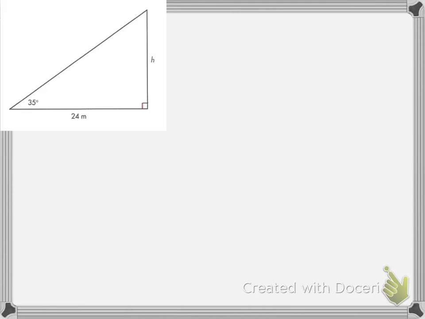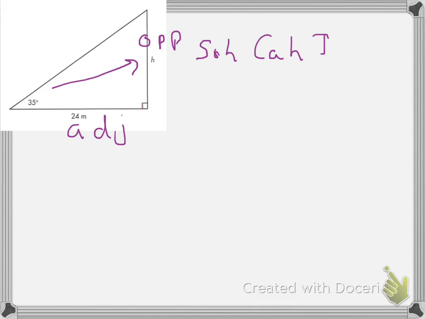So we know we're dealing with 35 degrees, and we have to decide this over here is the side opposite 35 degrees, and this is the adjacent. So which one of our trig ratios would work? Well, let's write them down. So, SOH CAH TOA.